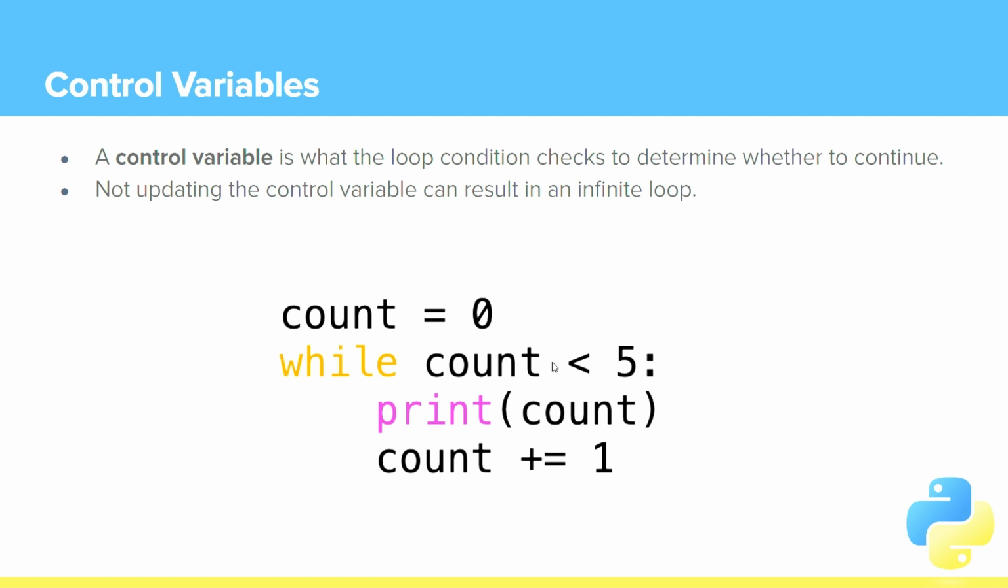Now count is equal to 5. It's not less than 5. It's equal to 5. So we will cease executing any code within the while loop, and we will continue down executing code after the while loop.